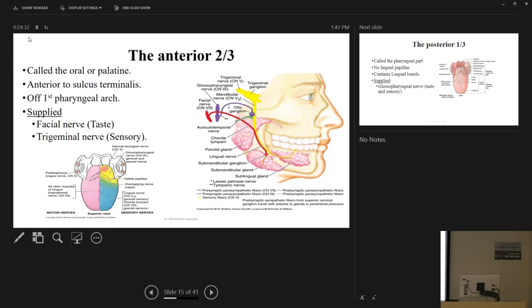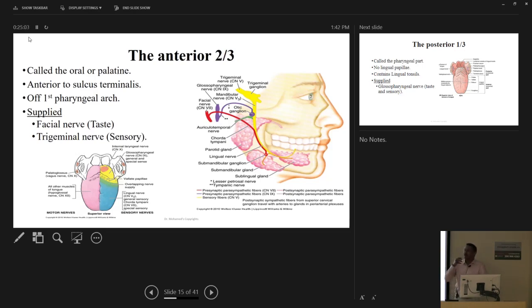Now, when it comes to the anterior 2/3, in terms of sensory, it's innervated by the lingual nerve. But when it comes to taste, the taste is going to be taken from the anterior 2/3 through the chorda tympani to the facial nerve. Let's say this one more time. Anterior 2/3 of the tongue.